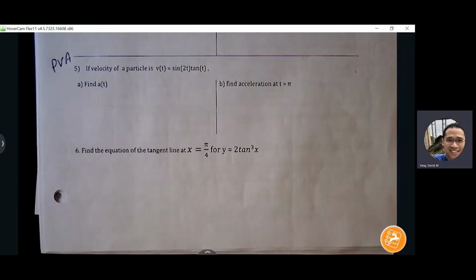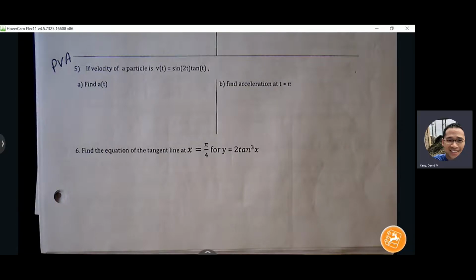Okay, so number 5 says if velocity of a particle is v of t, find a of t and find acceleration at t equals pi. So this is the particle: position, velocity, acceleration. Typically, we would start at position, then take a derivative to get to velocity, and then a derivative to get to acceleration. But here, it's already giving us information at the velocity level. So to get to acceleration, we should do one derivative down.